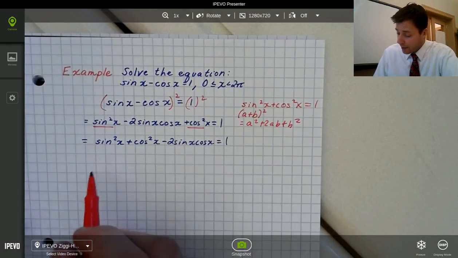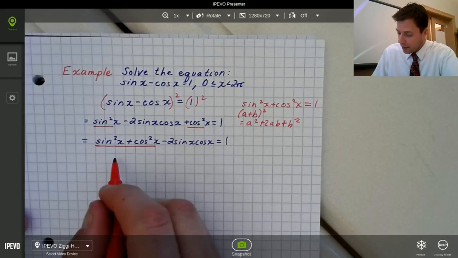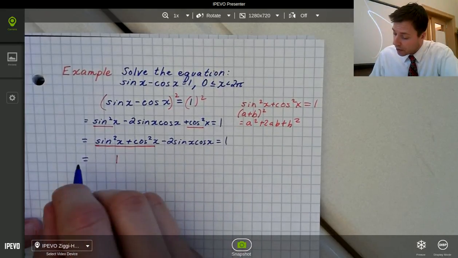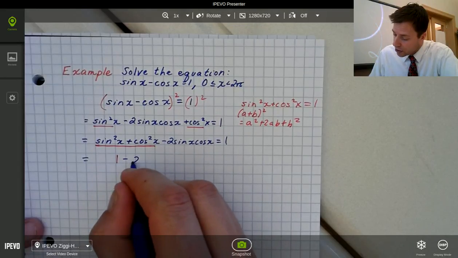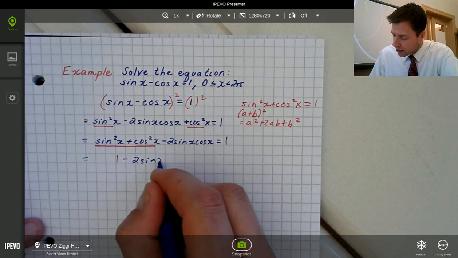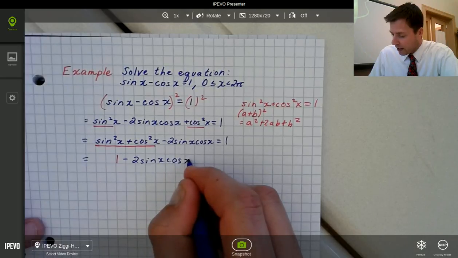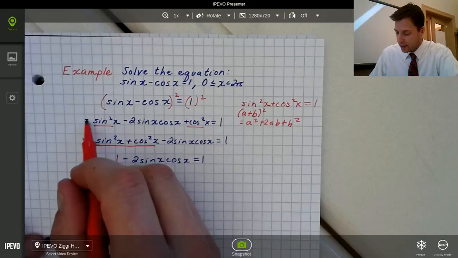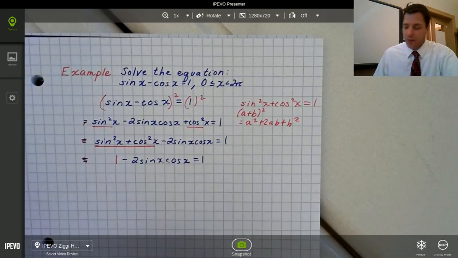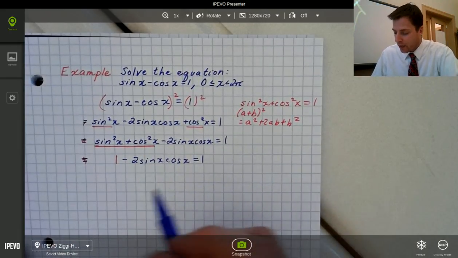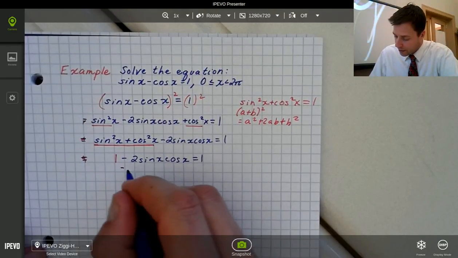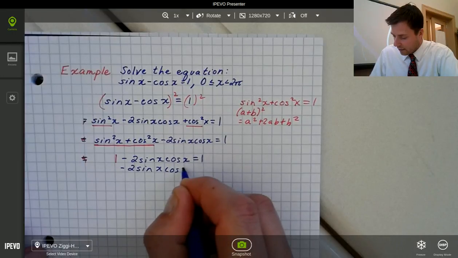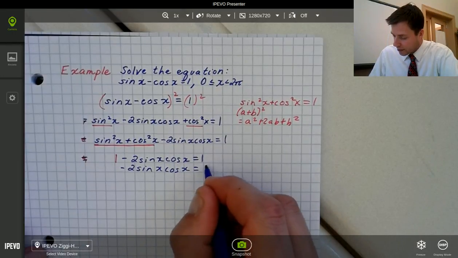Okay, by the Pythagorean identity, that whole part now becomes 1. So we have 1 minus 2 sine x cosine x equals 1. Okay, so I shouldn't have all these equals here, right? Because it's equal to 1 over there. Now, here's where we have another identity, but you really don't need it. I'm going to go ahead and subtract 1 from both sides. Okay, negative 2 sine of x cosine of x equals 0.